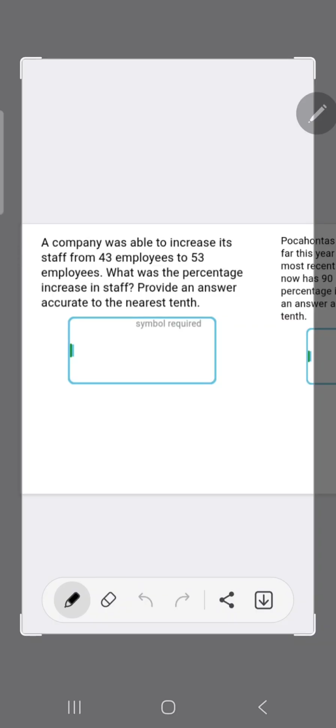Let's take a look at the next problem. We're going from 43 to 53. If I subtract those two numbers, that would be 10. The original is 43, so I'm dividing by 43. Get that result, multiply by 100. So 10 divided by 43, hit enter, multiply by 100. That comes out to be 23.25. The 5 tells me to round the 2 up to a 3.